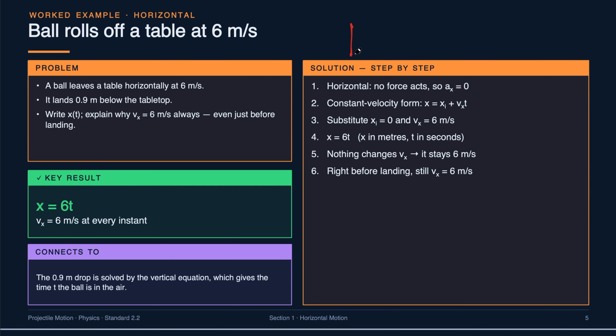So let's say there's a table. Just a quick practice question. So there's a table, and the ball rolls off this table. It leaves it horizontally at 6 meters per second, okay? So you can assume the path of flight for the ball is going to look something like this, right? It starts at the table, but then it's going to slowly go down in a parabolic path.